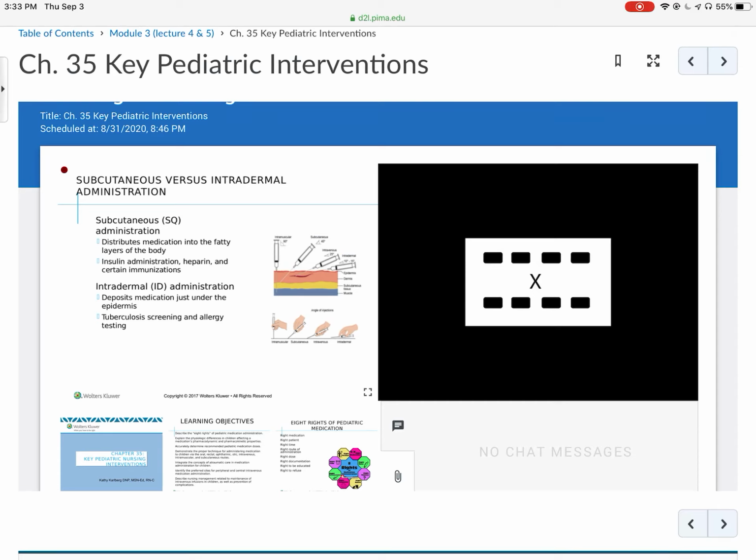Sub-Q, so it goes into the fatty layer, and I thought this was a really good picture of IM, sub-Q, IV, intradermal, kind of an explanation, and then you also can see the angle. So we did intravenous practice and skills, so we need a lesser angle for kids. Intradermal, what we give there is the J-tip, so it's a pain medication for kids when we start the IV.